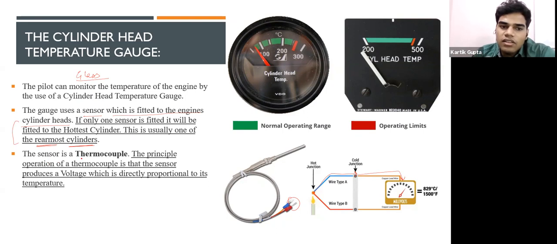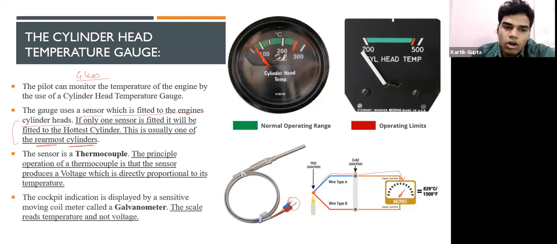The sensor is a thermocouple. The principle of operation of a thermocouple is that the sensor produces a voltage which is directly proportional to temperature. I have already told you this, right? Here, the wires are present. Whenever they sense a temperature, they will convert that into voltage or current. That voltage or current will be carried forward in this wire, and that will give you an indication on the pointer. The cockpit indication is displayed by a sensitive moving coil meter called a galvanometer.